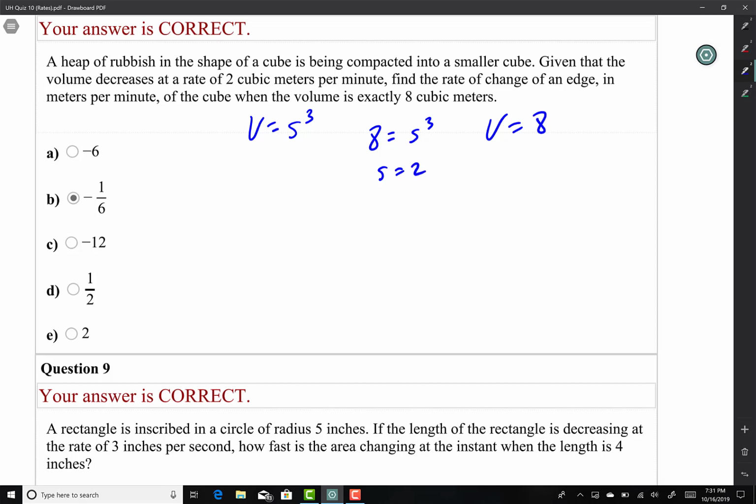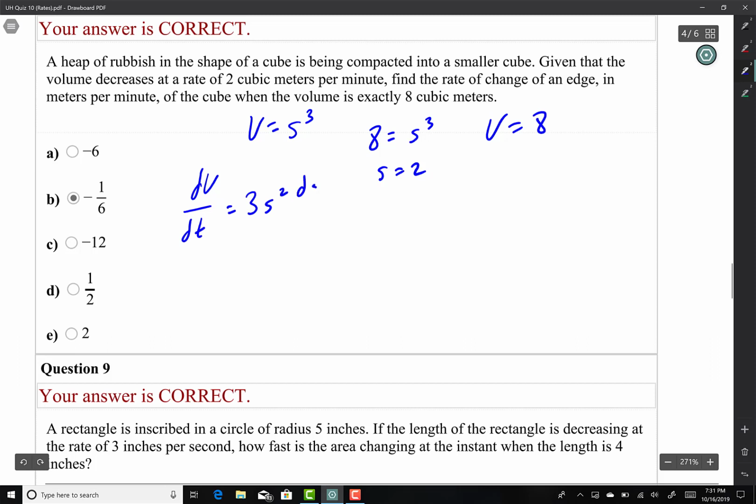Next, they want how fast the edge is going. So I'm going to take a derivative with respect to t. So dV/dt is equal to 3s squared ds/dt. Next, we already have the side, and we already have dV/dt. They tell us right here: the volume decreases at a rate of 2 cubic meters per minute. So that's -2 because it says decreases. So -2 equals 3 times s, which is 2 squared.